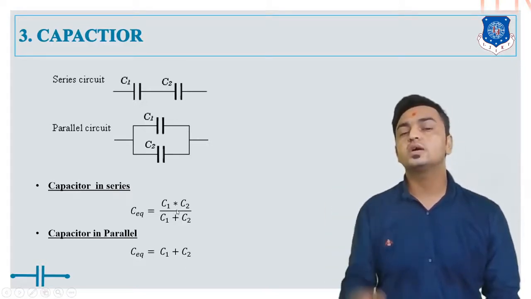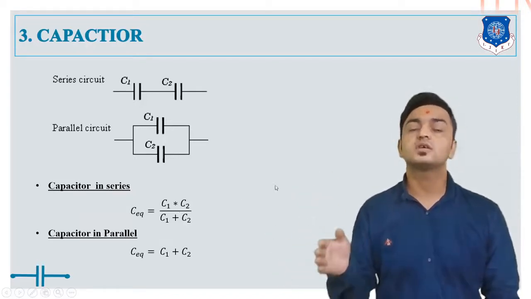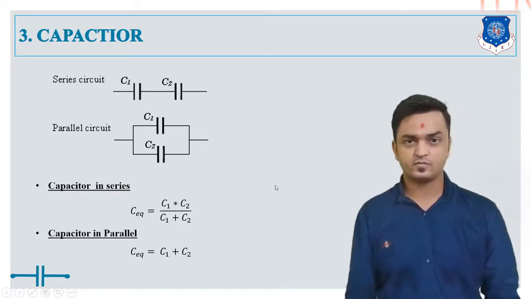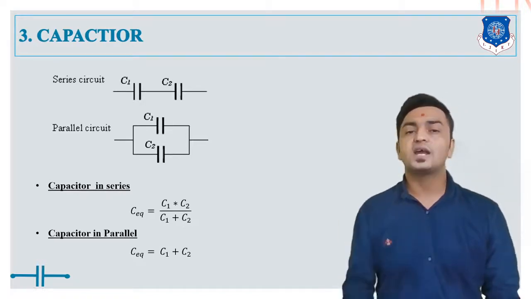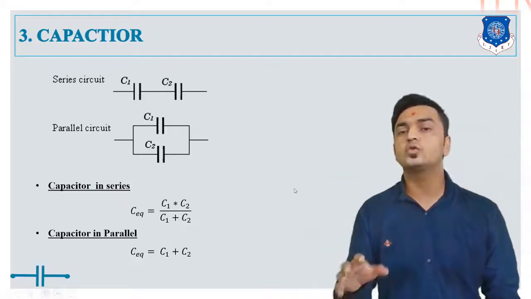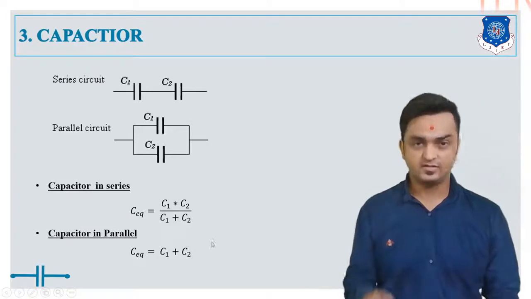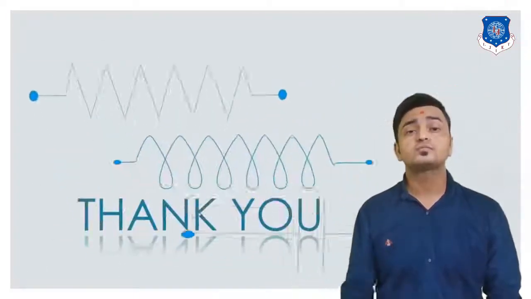So these were the basic electrical components: resistor, inductor and capacitor. Based on these three parameters, we will form various electrical circuits, and this will be discussed in this subject, basic electrical engineering.